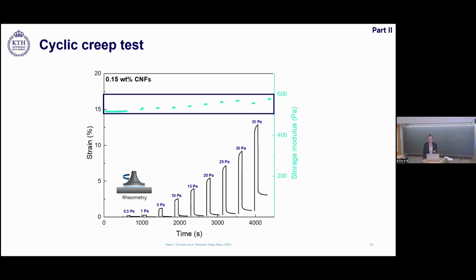However, if we had a permanent debonding, we would expect the storage modulus to decrease dramatically after each loading and unloading of the sample.